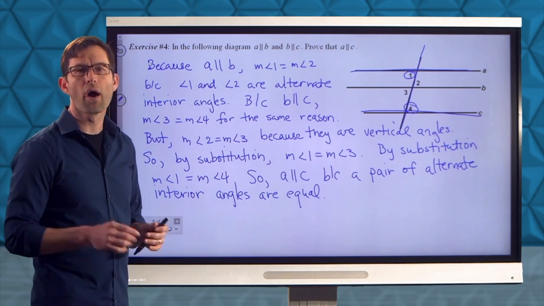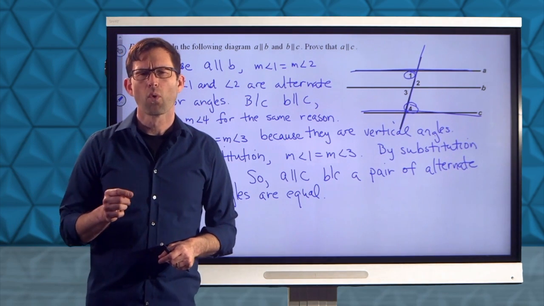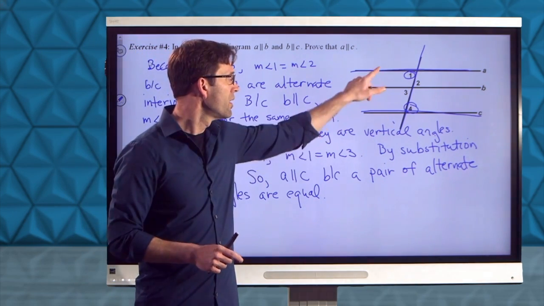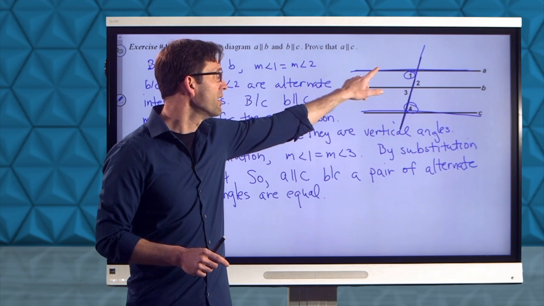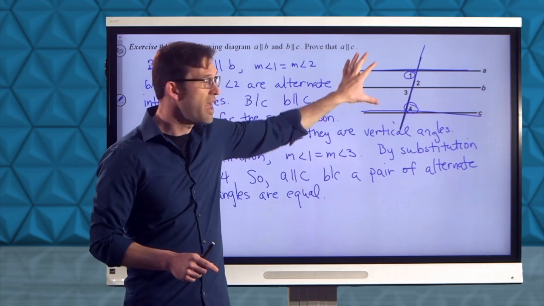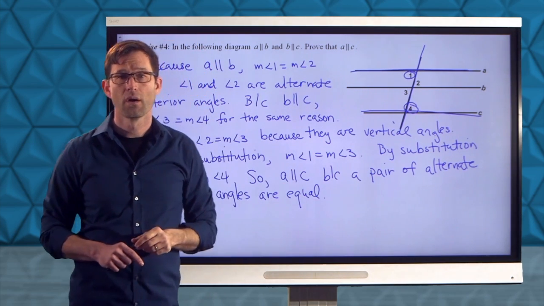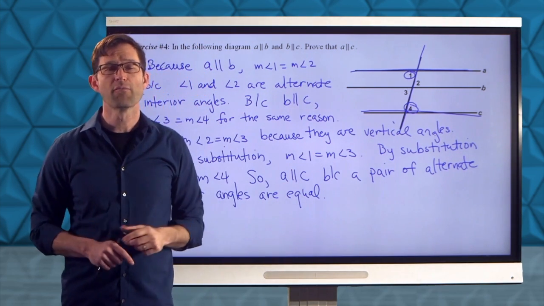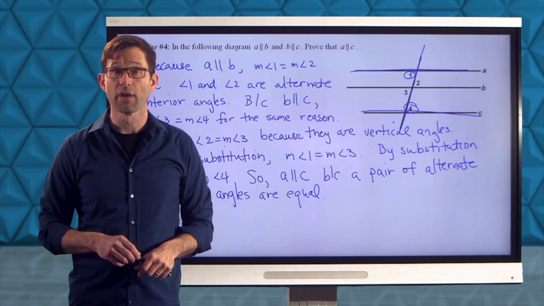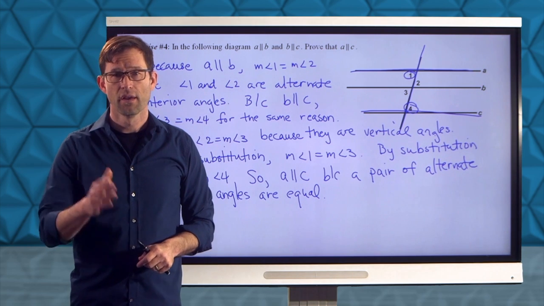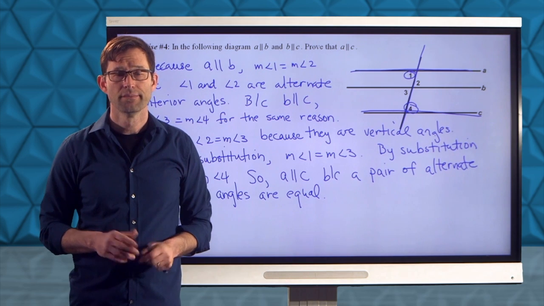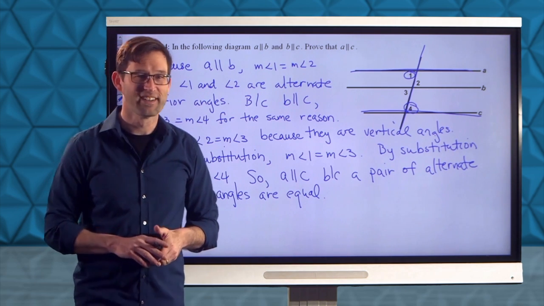This also shows a broader principle, which is if we have two lines that are parallel to the same line, i.e. A is parallel to B and C is parallel to B, then A is parallel to C. It's called the transitive property of parallelism. We haven't talked a lot about the transitive property of anything, but parallelism is transitive. If A is parallel to B and B is parallel to C, then A is parallel to C. All right, let's move on.